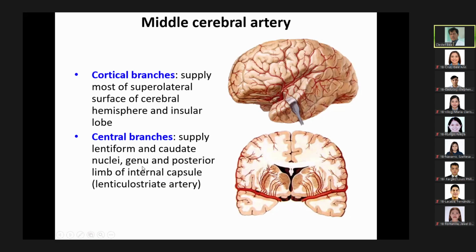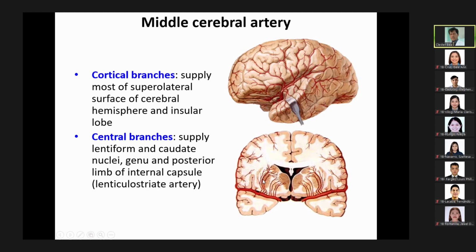You have finished the internal capsule in neuroanatomy, so you know that the internal capsule has an anterior limb, a posterior limb, and a genu. It's like a V-shaped configuration, your internal capsule. Now, the posterior limb of the internal capsule is supplied via the lenticulostriate branches of the middle cerebral artery. The lenticulostriate branch of the middle cerebral artery is an example of a central branch of a cerebral artery.